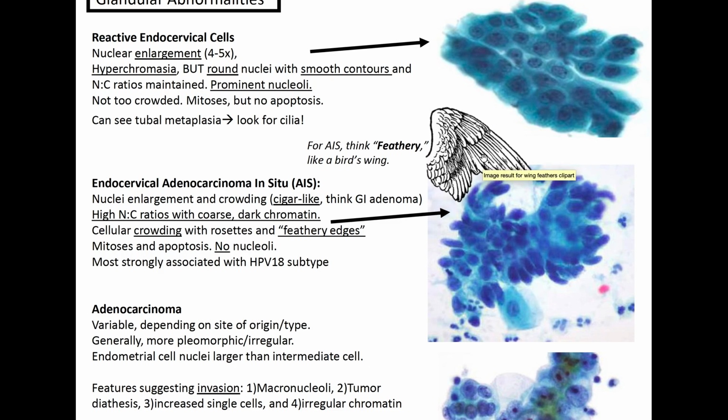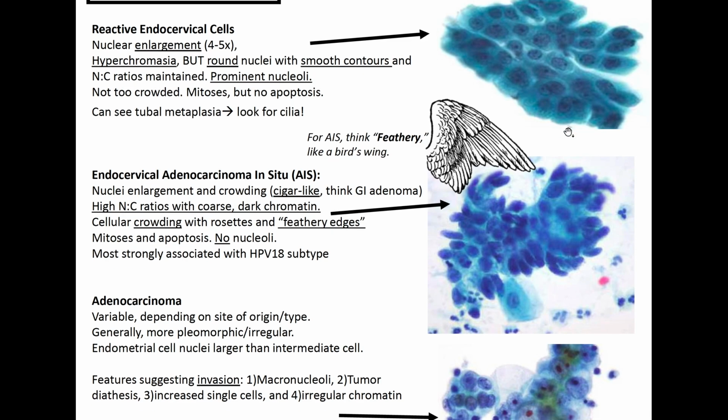So really in cytology, what we're doing, it's all about the nucleus. Well, it's all about the cells in general, but the nucleus gives away a lot of information. You're looking at the hyperchromasia, you're looking at the nuclear membranes, etc. And in reactive endocervical cells, you can see prominent nucleoli. And be sure to look out for cilia, which could be indicative of tubal metaplasia.